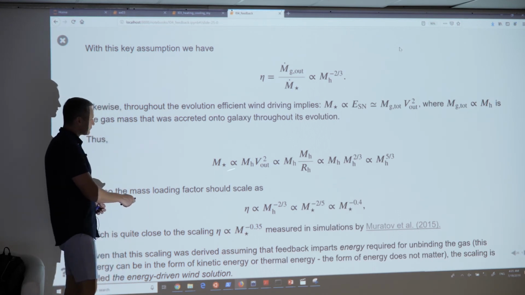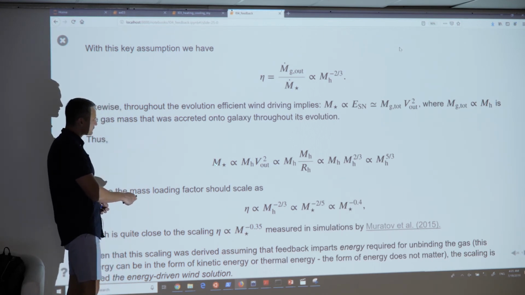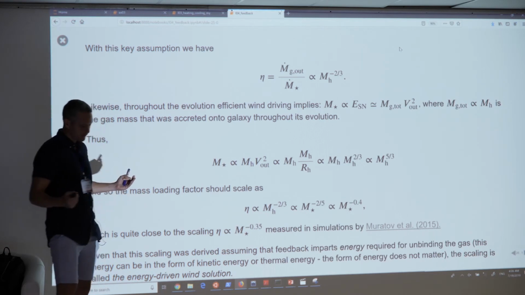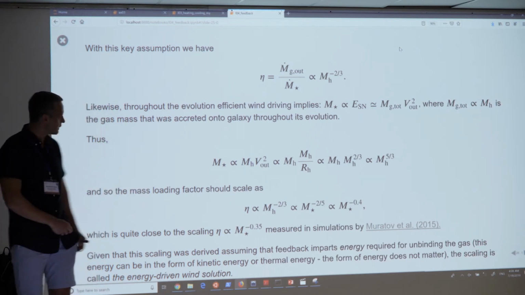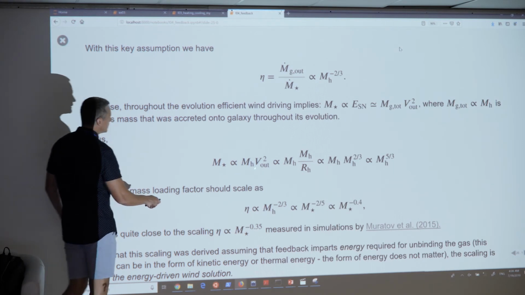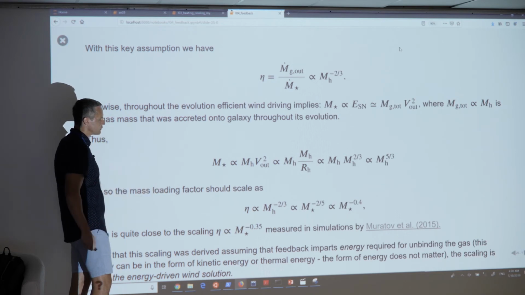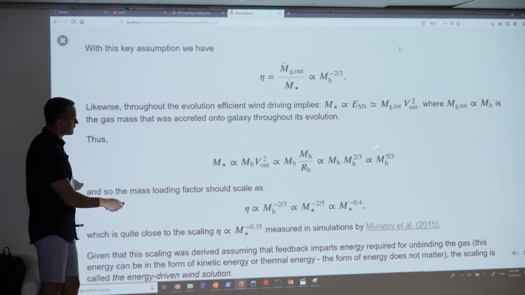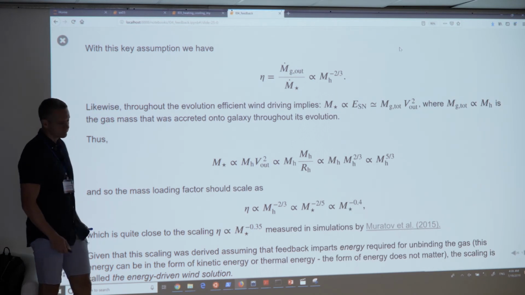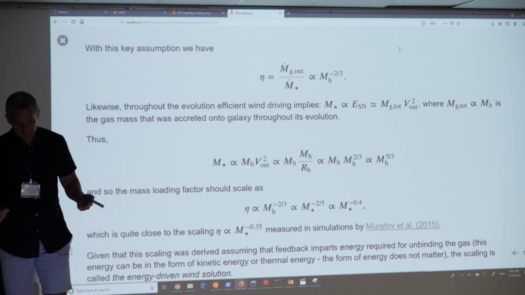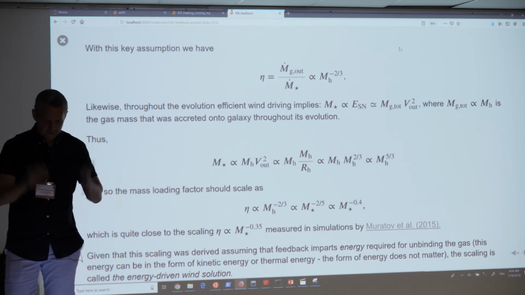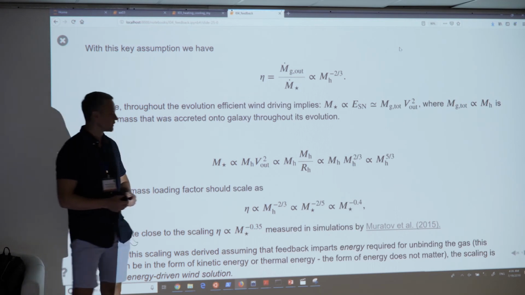we can replace the gas mass, we can integrate the equation and say that the total stellar mass integrated, so stellar formation rate integrated in time, will be proportional to the total halo mass, because the total gas mass that ever comes in should be close to proportional to halo mass, times this escape velocity, and if we collect the terms, we get that it's proportional to mass to the power of 5/3. And collecting these two results gives us that eta scales as stellar mass to the power of -0.4.